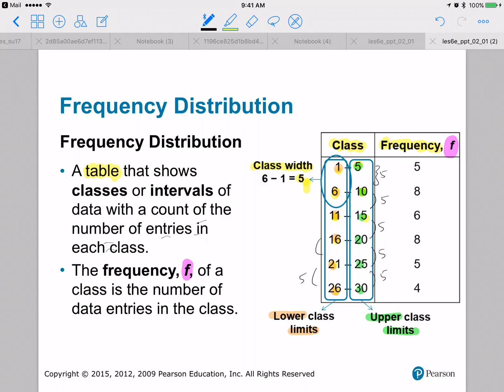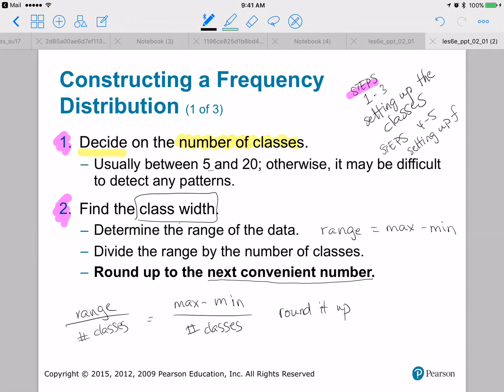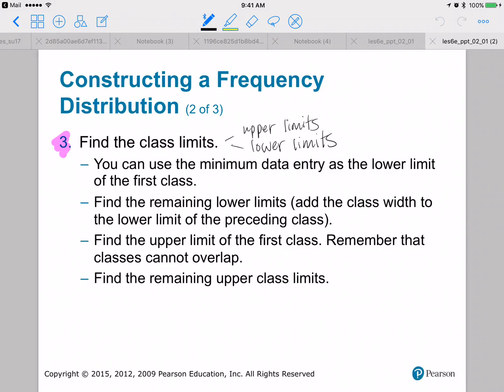And this distance here. So notice that the class width is telling you how wide the class is. And the class width has to be the same. So the width has to be the same for each class. Okay? So once you've found your class width, you're going to use that to find your class limits. And you've got upper limits and lower limits. So you start off with your minimum. So you start with your min data entry as the lower limit of the first class. And then you're going to find the rest of the lower limits. And then you find the rest of the upper limits.